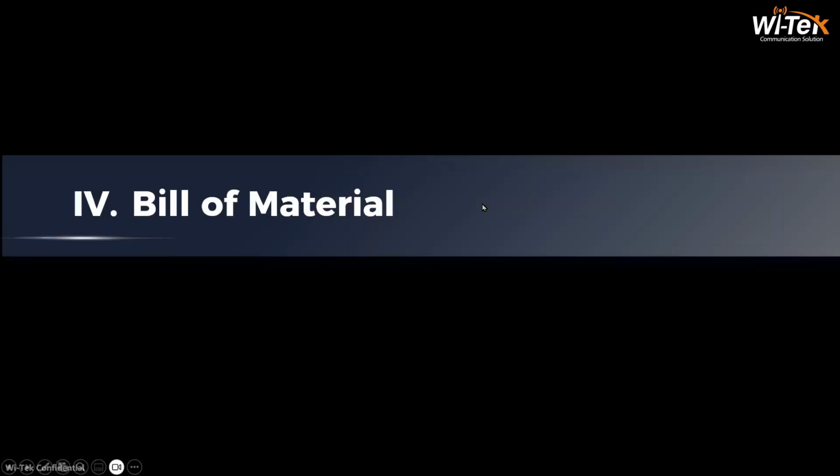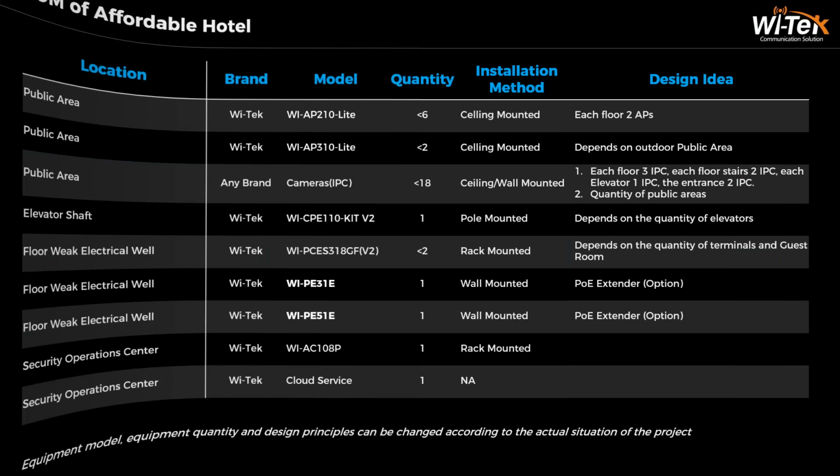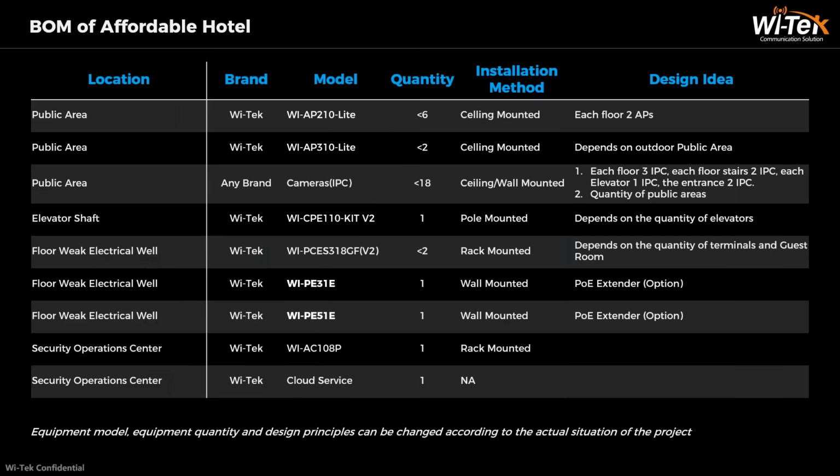Okay, let's move to our last part, the bill of materials. And the bill of materials is very easy. We just go according to how many indoor areas and how many outdoor areas, and set your indoor AP and outdoor AP. Like the design idea or design principles, we still go according to our users' requirements. And how many IP cameras still depends on your project.